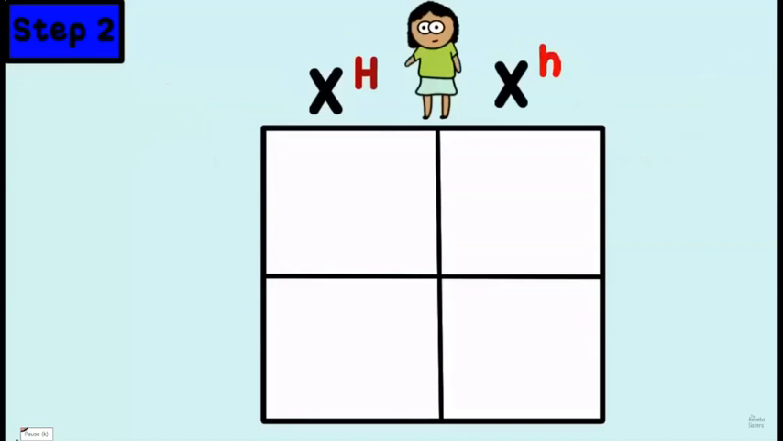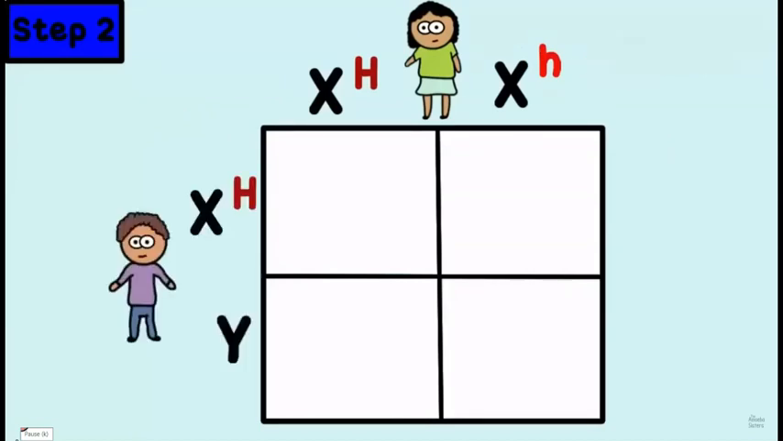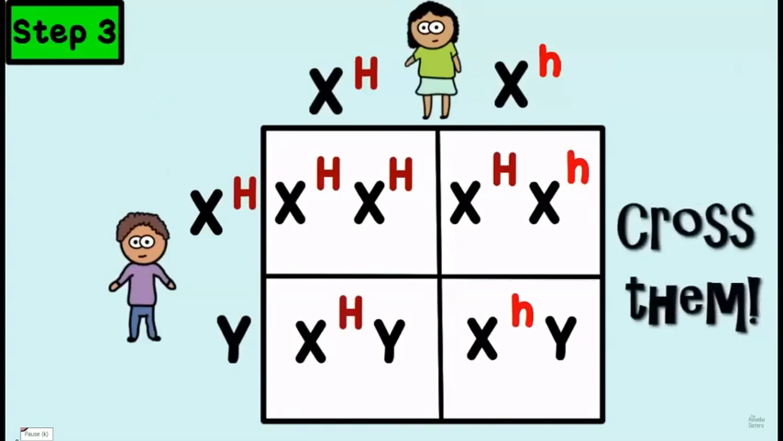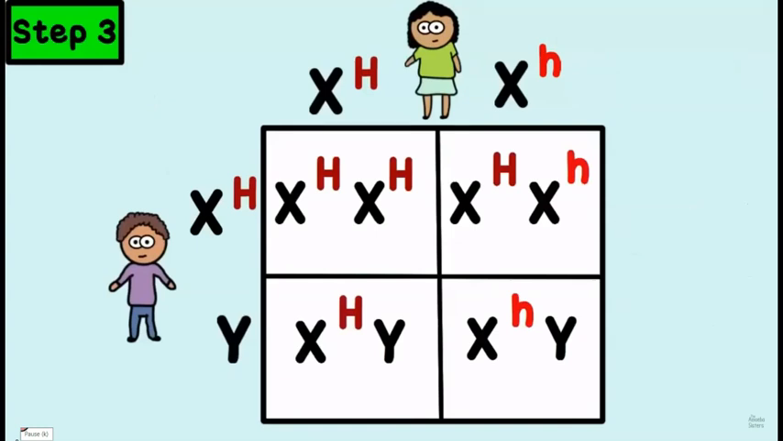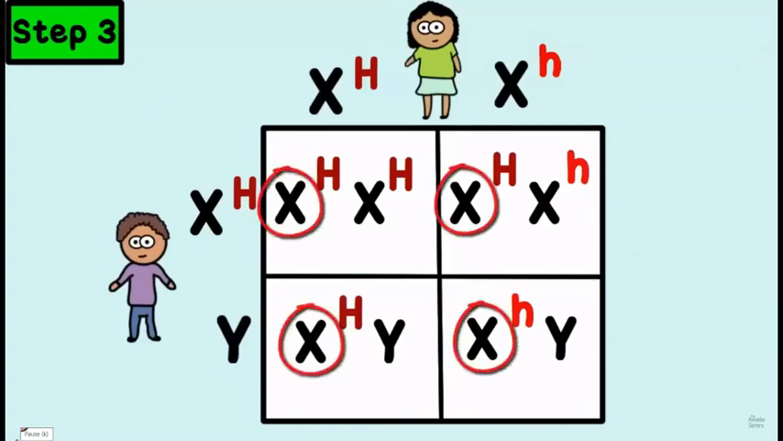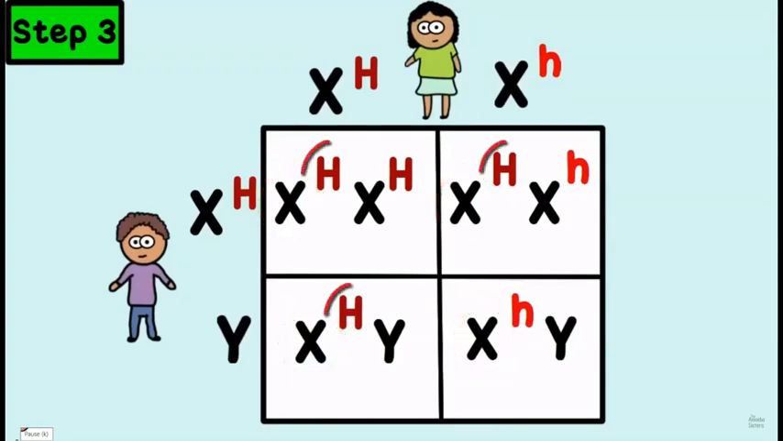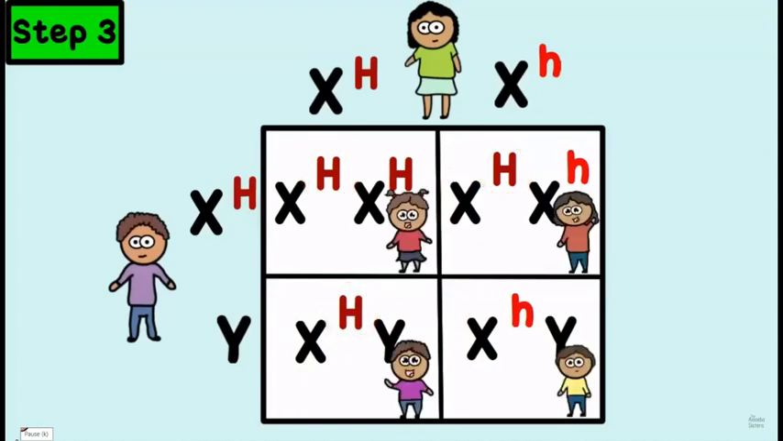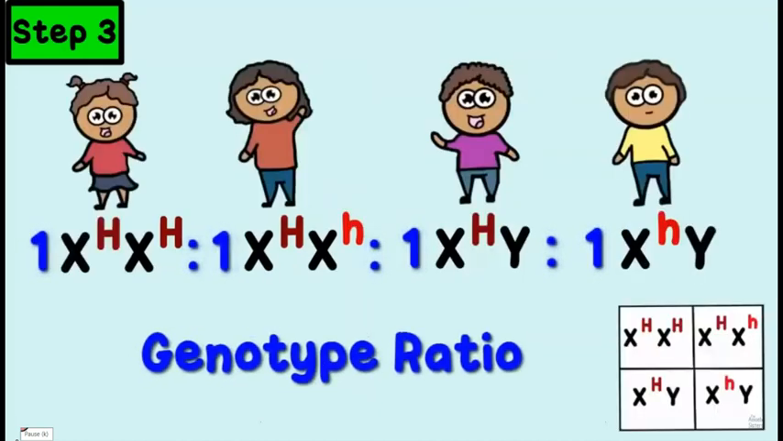Step 2. Place one parent on the top, outside of the square like this, and place the other parent on the left, outside of the square like this. Step 3, cross them. For formatting purposes, place X chromosomes before Y, and you also write any sex chromosomes with dominant letters first. The results you get in the squares would be the offspring, the babies. The genotype ratio could be written out like this.